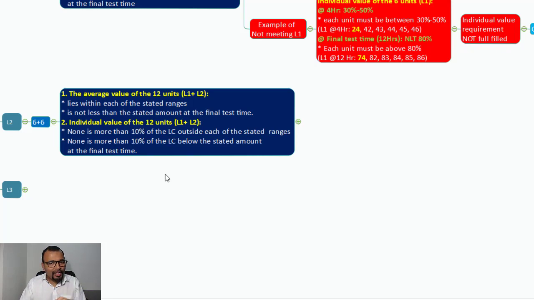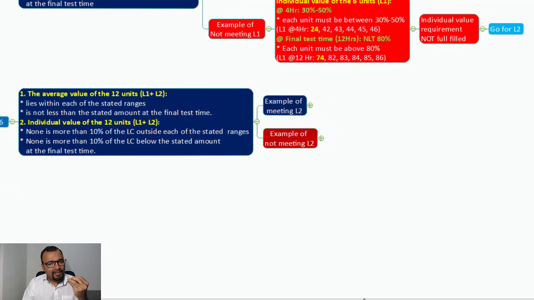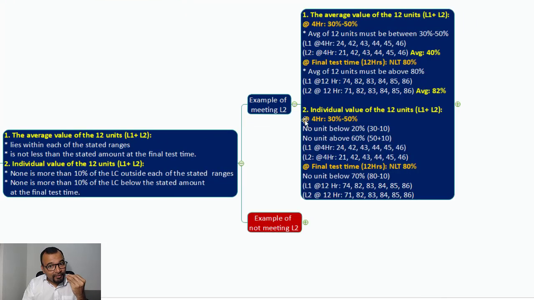So let us understand with the help of an example, because sometimes just reading the script may not help in understanding the exact requirement, but an example helps us understand it very easily. So here is the example on your screen. You have tested 6 more units, so 6 from L1 and 6 from L2. You have now 12 unit dissolution data. So first point is, understand the average value requirement.